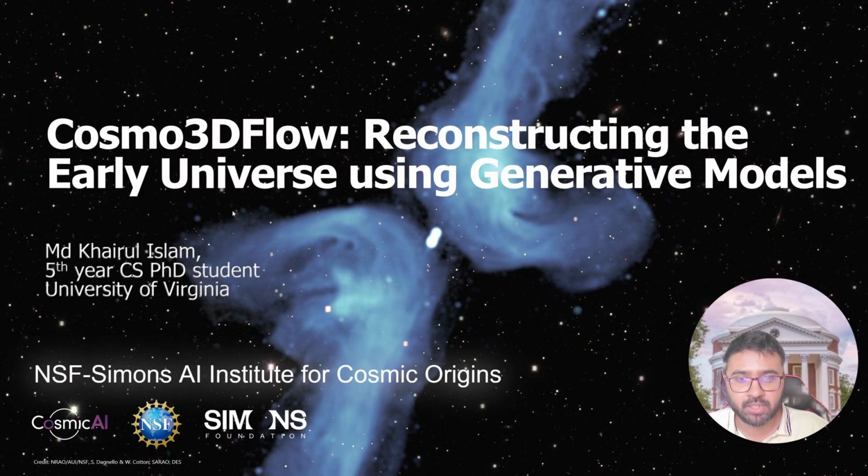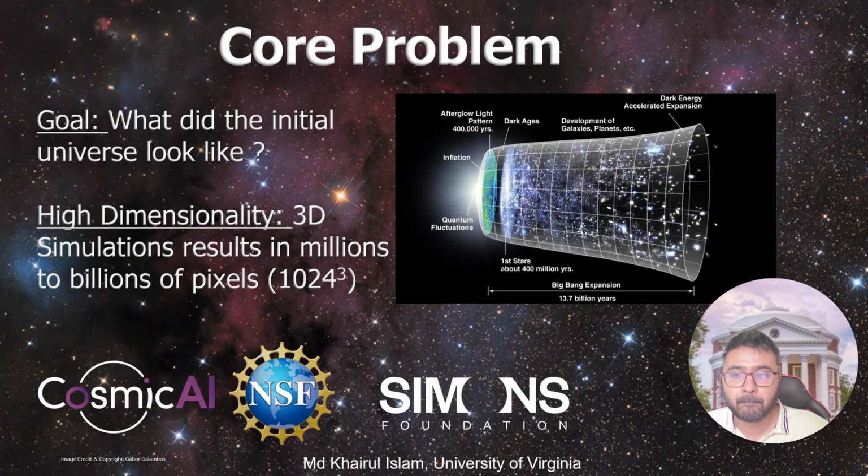I am a fifth year CS PhD student at the University of Virginia, and my research at the AI Institute for Cosmic Origins focuses on using machine learning techniques to solve interesting problems in astrophysics. And today I'll be presenting our recent work Cosmo3DFlow, a generative model designed to reconstruct the initial condition of our universe. Now, our goal is to work backward from the complex cosmic web to see how the world would look like during the early universe, especially close to the time of the Big Bang.